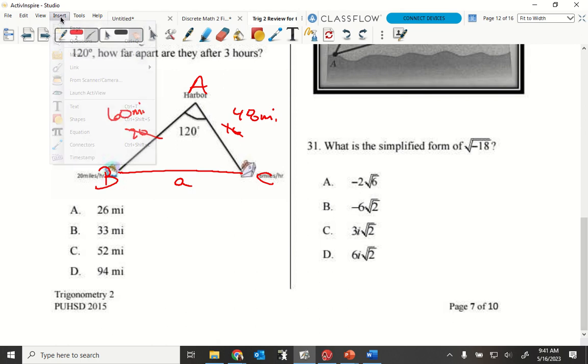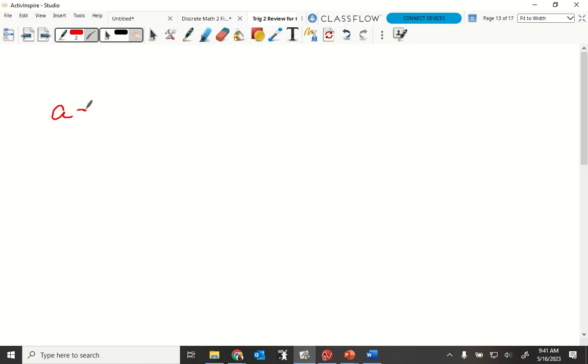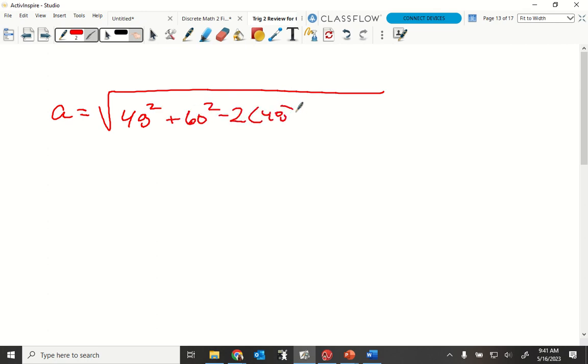So, little a would equal the square root of 48 squared plus 60 squared minus 2 times 48 times 60 times cosine of big A, which was 120 degrees. That gives 94.